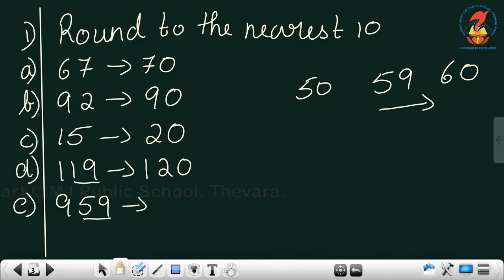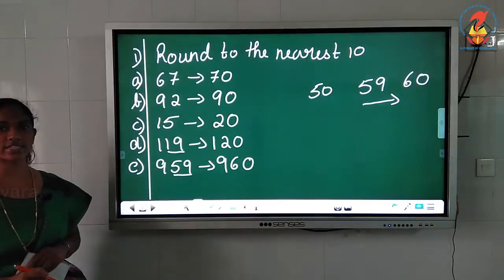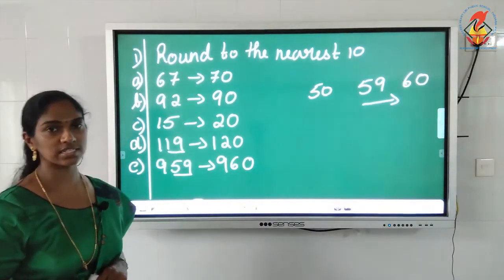Again, you have a 9 here in the hundreds place. That 9 you have to write it. Please don't forget. Then 59 is rounded to 60. So 959 is rounded to 960.